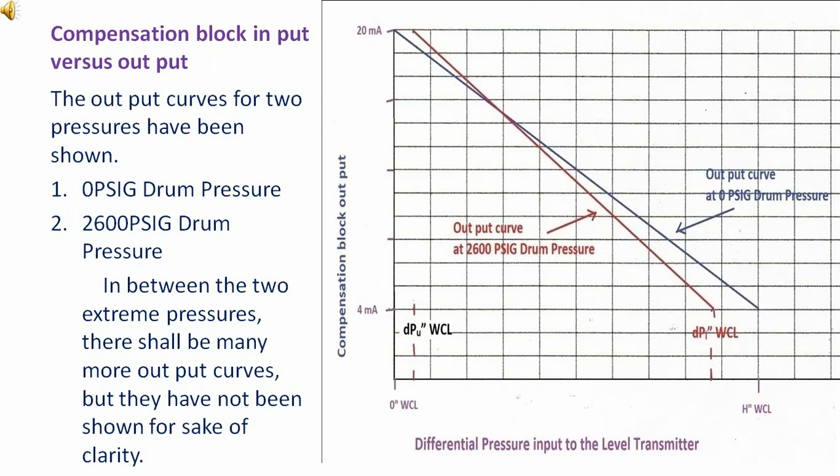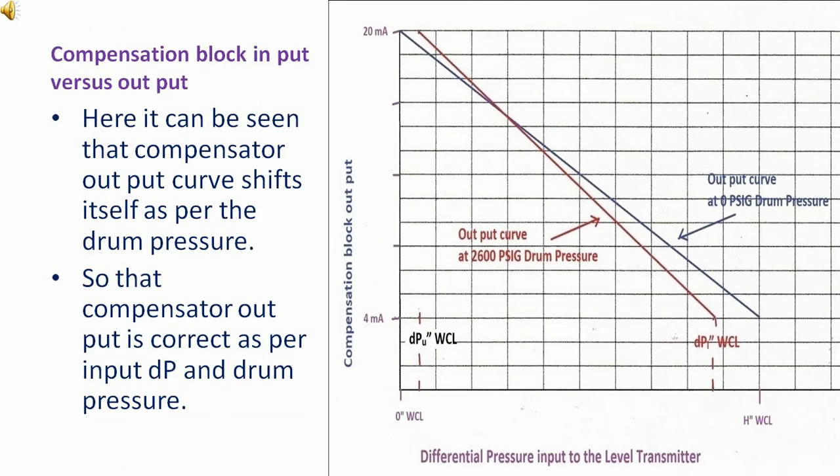Compensation block input versus output. The output curves for two pressures have been shown: 0 PSIG drum pressure and 2600 PSIG drum pressure. In between the two extreme pressures, there shall be many more output curves, but they have not been shown for sake of clarity. Here it can be seen that the compensator output curve shifts itself as per the drum pressure, so that compensator output is correct as per input DP and drum pressure.